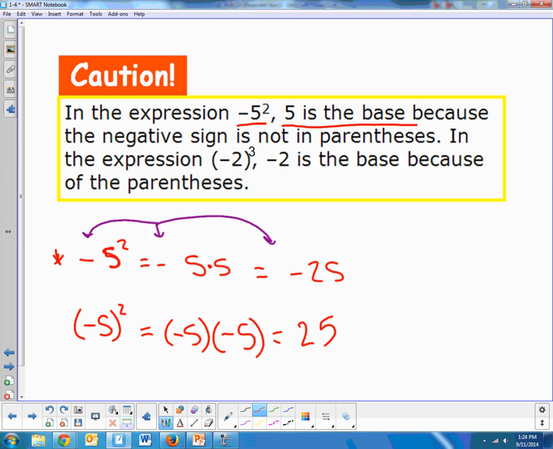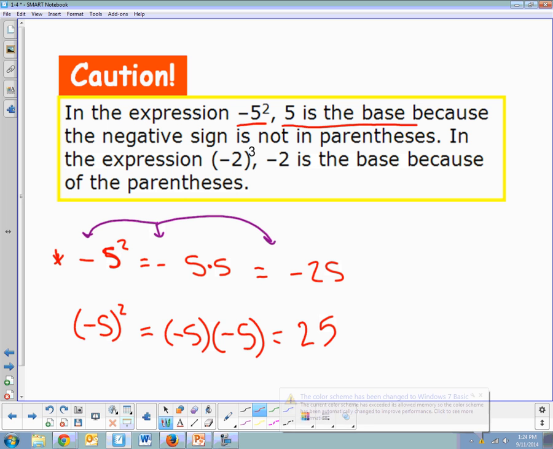So the rule of thumb, the way you want to remember this: if the negative is in parentheses, the negative is part of the base. If the negative is not in parentheses, the negative is not part of the base, and it just stays out front. So if there's no parentheses, and it's got a negative sign, it's always going to be negative. They did give another example here of (-2) to the third power, where -2 is part of the base. I encourage you to try that on your own and see what you end up getting.